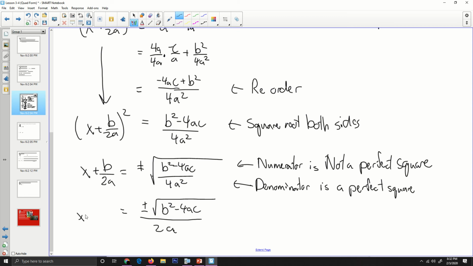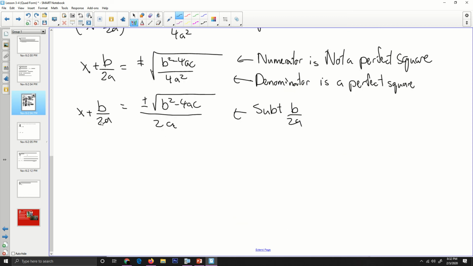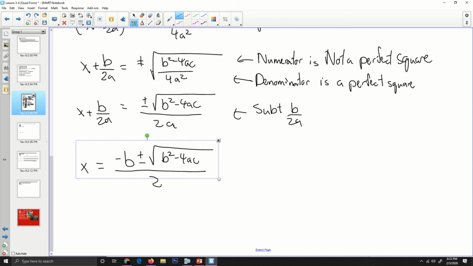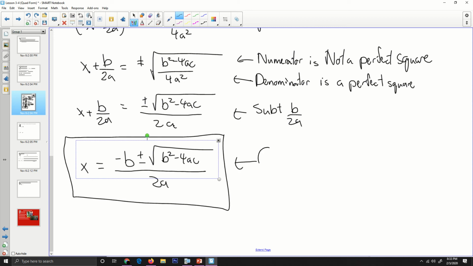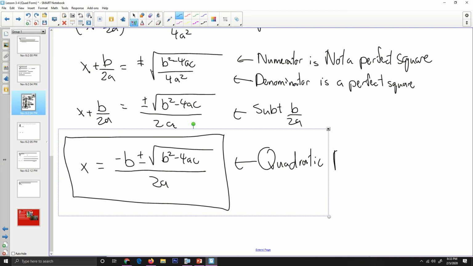And so we have x plus b over 2a, and so we're going to subtract b over 2a from both sides. And luckily for us, 2a and 2a are common denominators, so our final answer, x equals negative b plus or minus the square root of b squared minus 4ac all over 2a, and this thing, as it is written, is the quadratic formula.